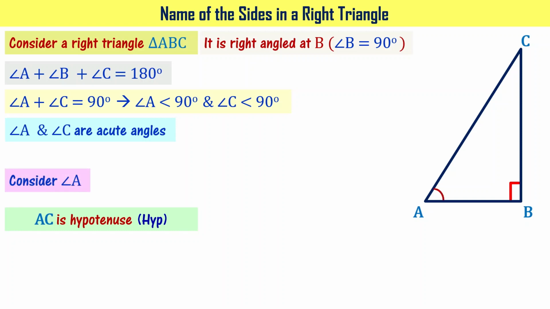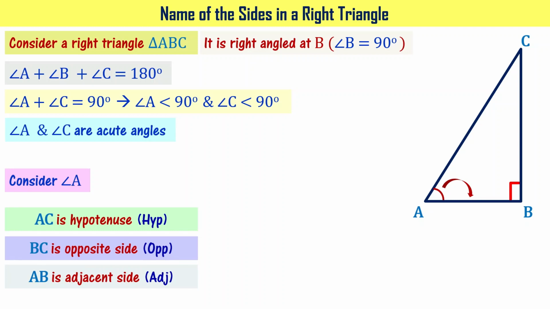Let's now consider an acute angle, that is angle A, as shown in the figure. As you see in the figure, the side BC is opposite to the angle A, right? Let me write that. BC is the opposite side to the given acute angle, angle A. Whereas AB is the adjacent side to the given acute angle, that is angle A. Please take a note of this.